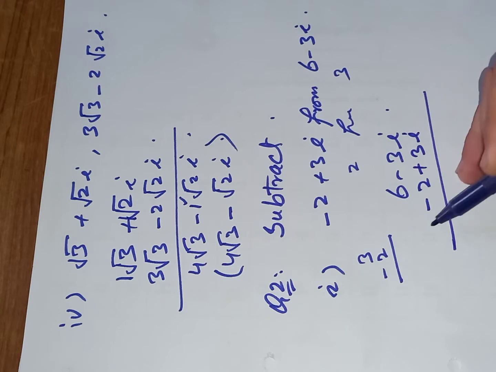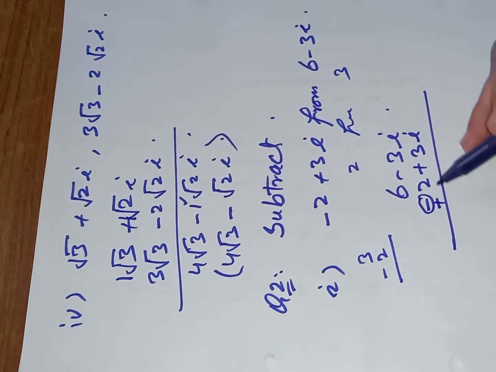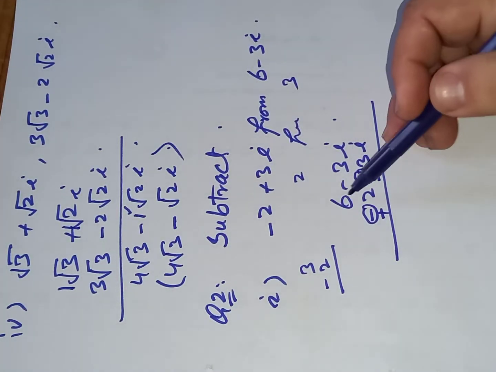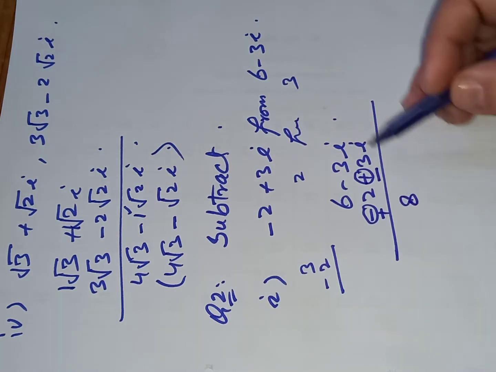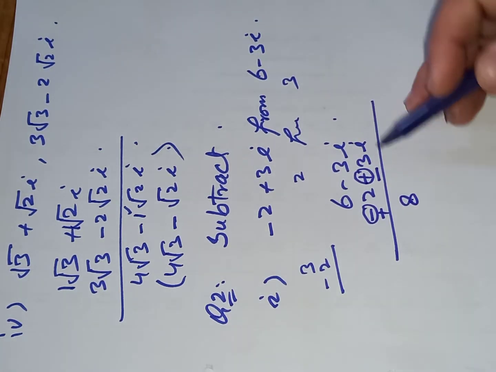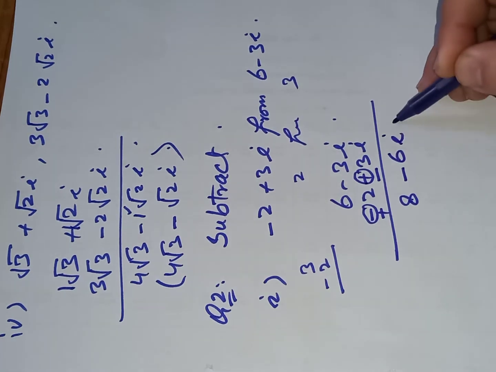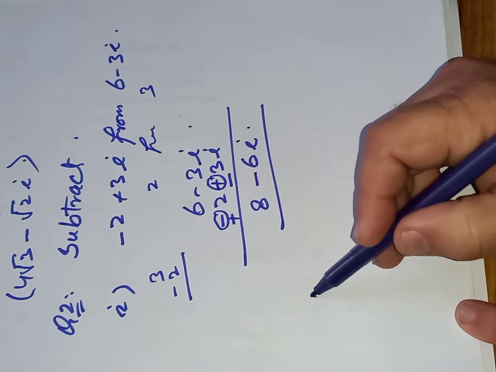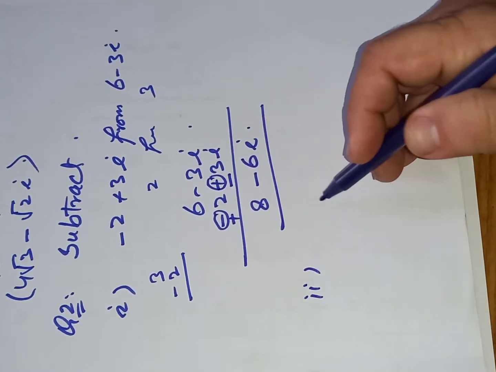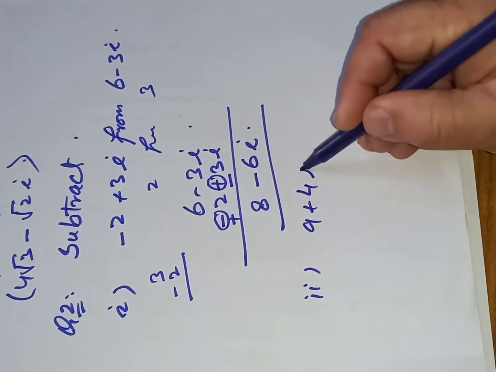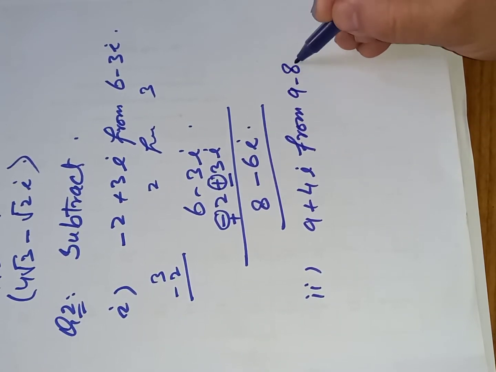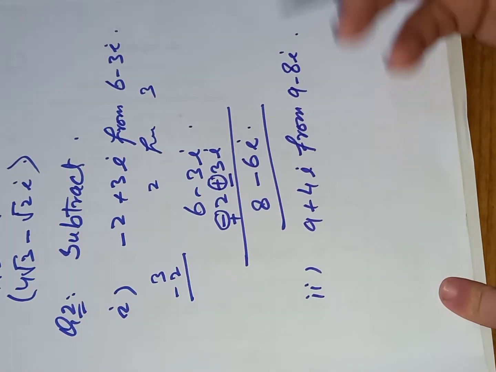When we subtract, we change the sign of the second one, because minus will be replaced by plus and plus will be replaced with the negative sign. So you can see 6 plus 2 becomes 8, and minus 3 iota and minus 3 iota become minus 6 iota, and that is the answer. Let's try another one. That is about subtracting 9 plus 4 iota from 9 minus 8 iota, and writing them in order.